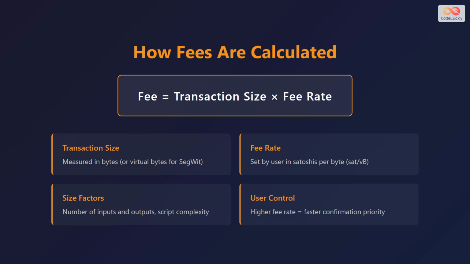Bitcoin transaction fees are calculated using a simple formula. The total fee equals transaction size multiplied by fee rate. Transaction size is measured in bytes, or more specifically, virtual bytes for SegWit transactions. The fee rate is set by you, the user, in satoshis per byte, abbreviated as sat per vB. The size of your transaction depends on factors like the number of inputs and outputs and the complexity of the script. As the user, you control the fee rate, and higher fee rates give your transaction faster confirmation priority when the network is busy.